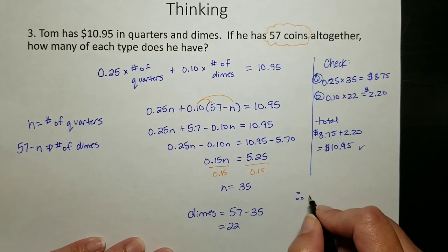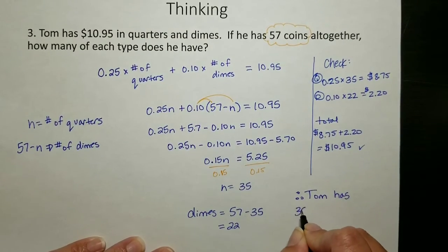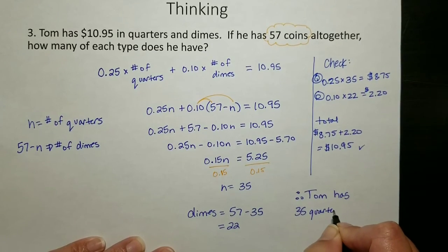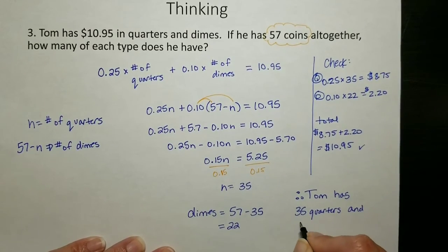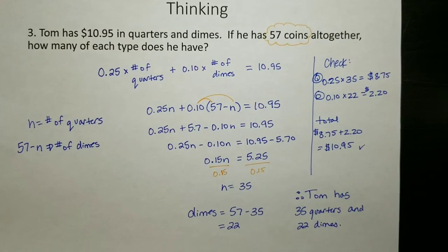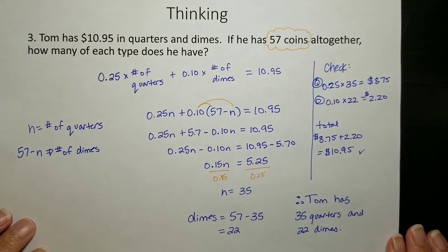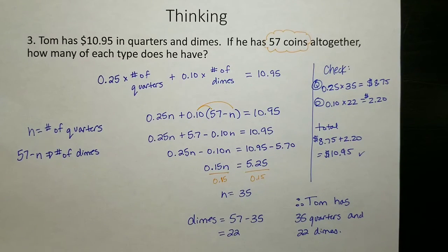So therefore, Tom has 35 quarters and 22 dimes. Now I will say, for any of these questions on a test, you would need to do a full algebraic solution, and we would specify here and say create an equation and solve the equation to find how many coins he has, because we're trying to get you guys to interpret things into an equation.